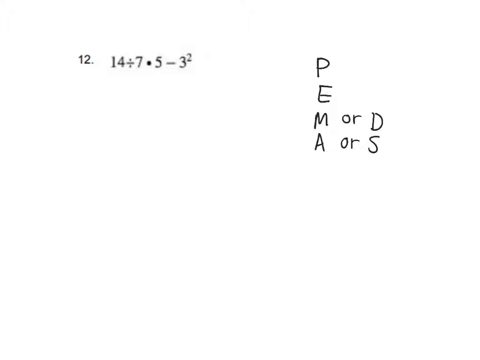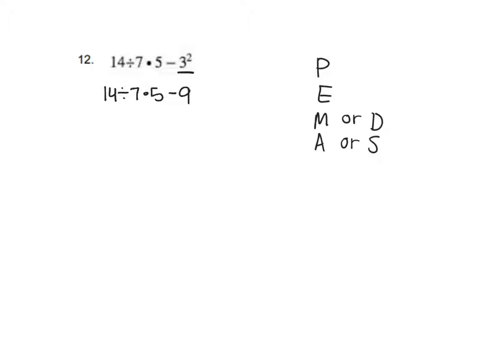So the first thing I see here when I see 14 divided by 7 times 5 minus 3 squared is my exponents. So I'm going to underline that, and that's going to show what I'm working on. So I'm going to continue to copy down the rest of the problem. And 3 squared is 9. Now I have 14 divided by 7 times 5 minus 9.